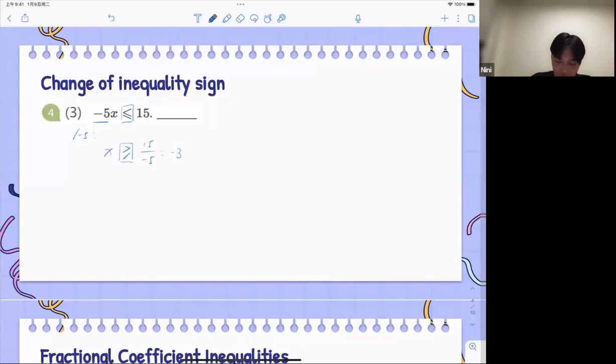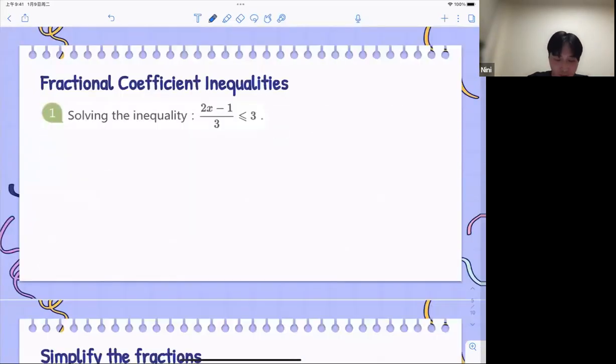Okay, so our answer for this question would be x is larger than or equal to -3. That is about the change of the inequality sign. Let's move on to our next question.